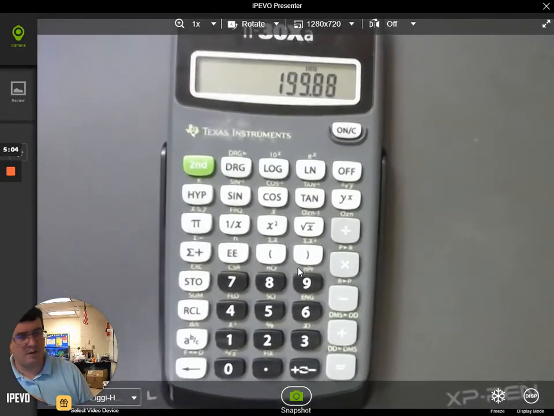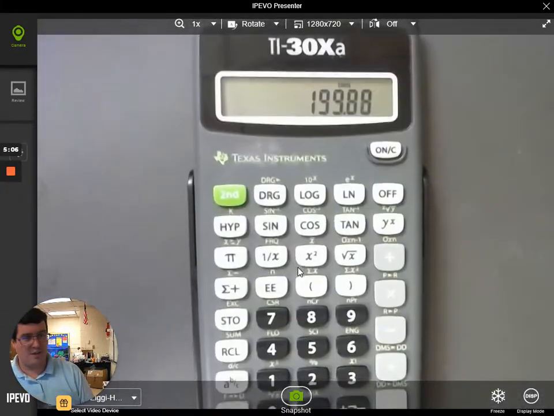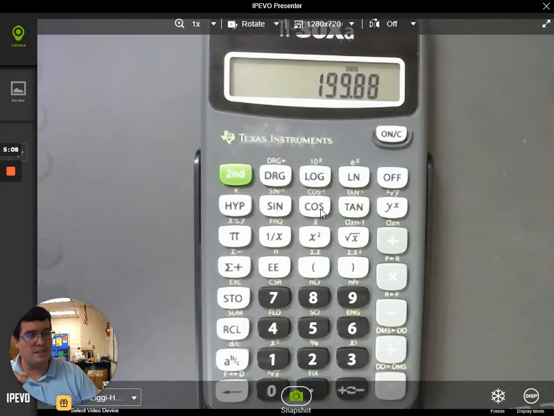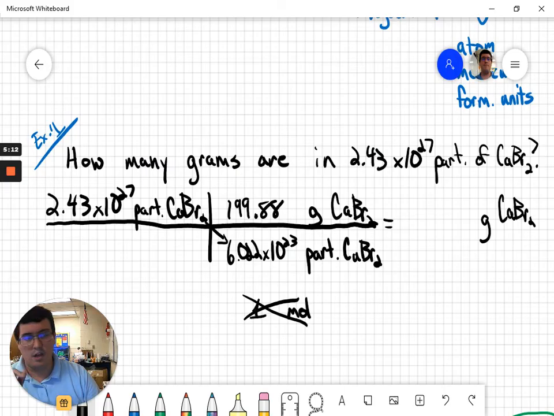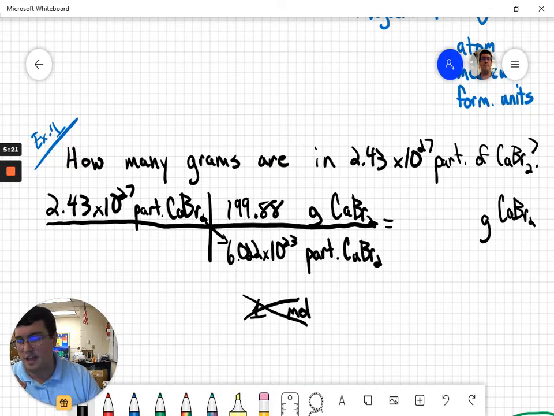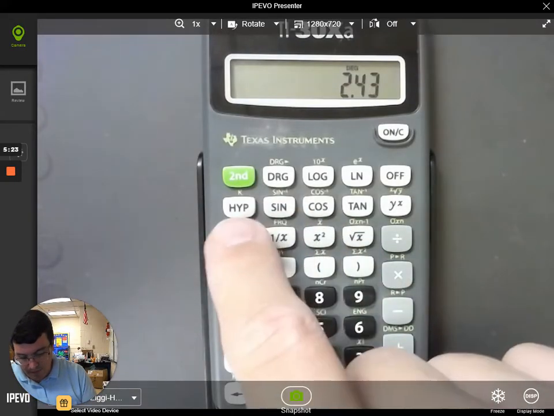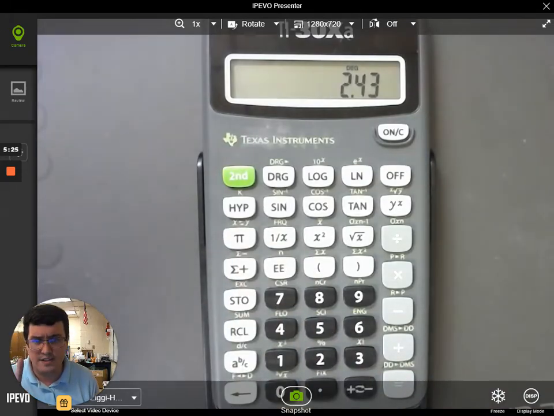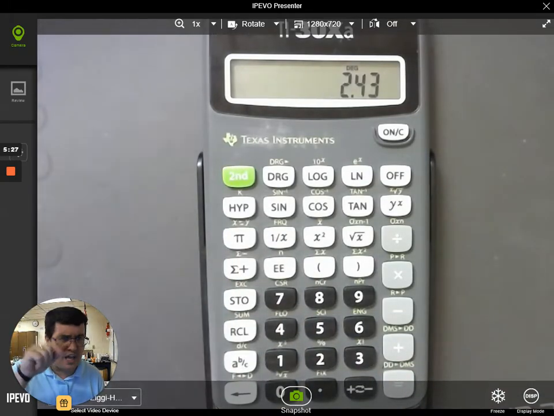So to plug this in, I'm going to jump back and forth a little bit here. To plug this into our calculator, we're going to start off with this 2.43. And it says times 10 to the 27, right? So I'm going to plug in times, and no, do not do that. If you plug in times and use that 10 to the x button, you're going to get the wrong answer on this problem, I guarantee it. So let me show you how to do it.